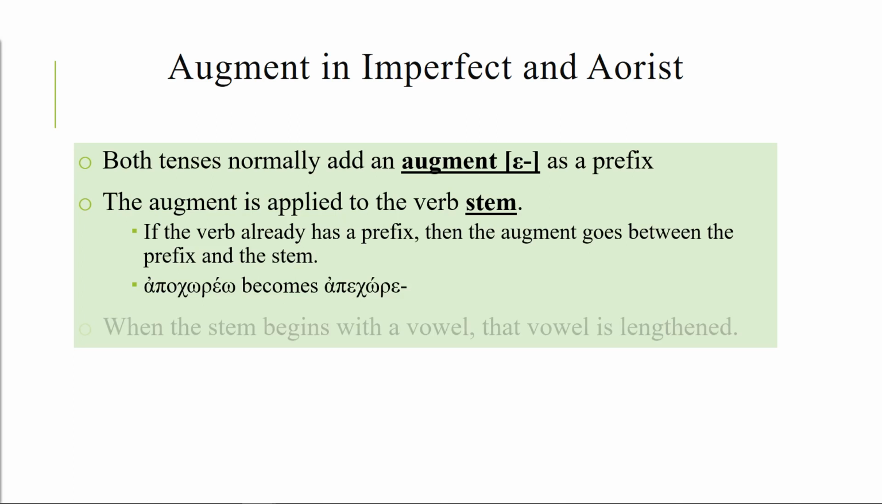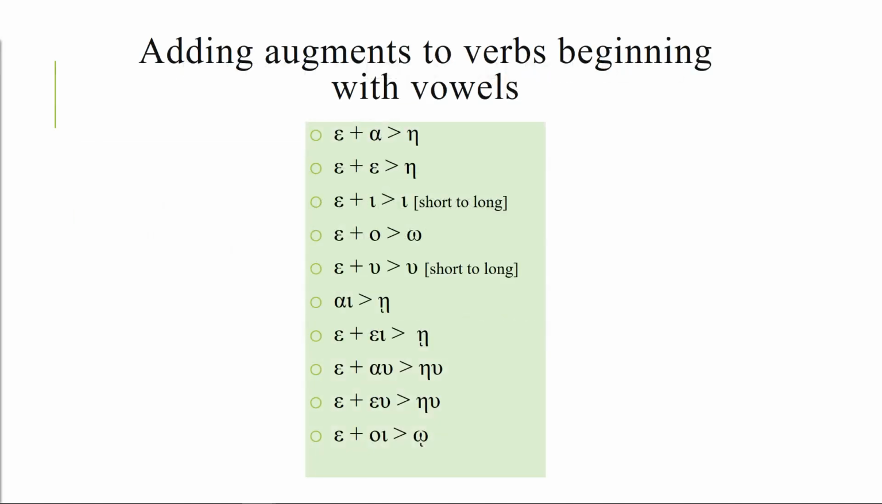When the stem begins with a vowel, then that vowel is lengthened if it's a necessary part of the word. However, it acts very regularly. So if you're trying to lengthen most vowels by adding an epsilon to the front, then most of the time what you get is an eta. Not surprising, right? Long E is an eta. If you add an epsilon to an iota, it just becomes a long iota. An epsilon to an omicron becomes an omega. Epsilon to an upsilon goes to a long upsilon. Epsilon to an epsilon-iota becomes an eta with an iota subscript. So if it has a diphthong with an iota in it, that iota drops to the subscript.